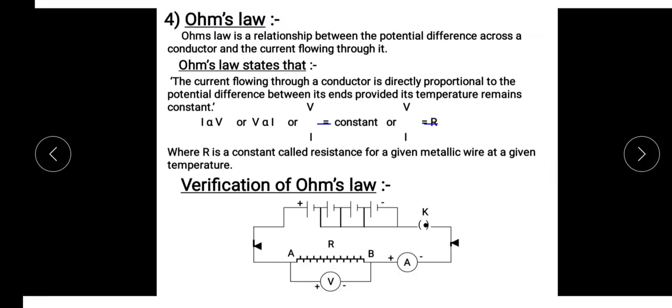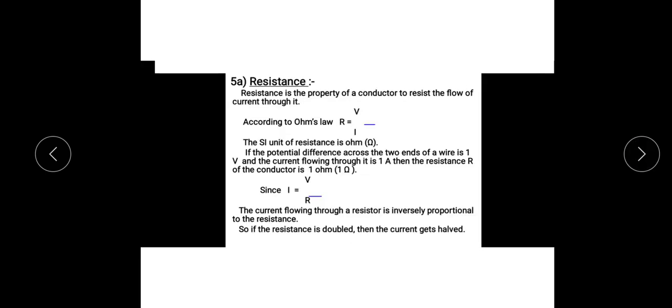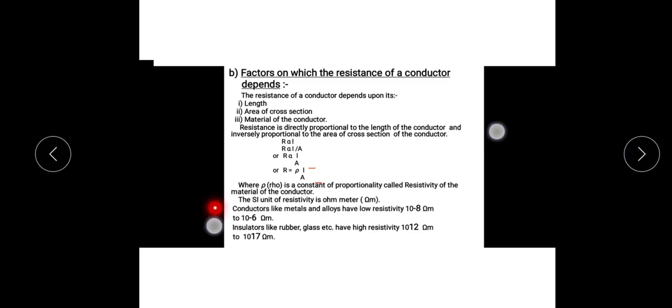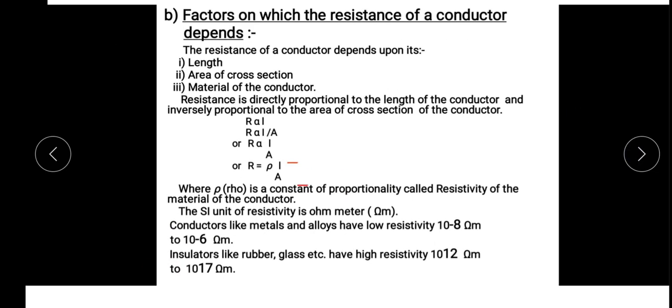So the next point: replace the wire AB with another wire of the same material and the same length but half its cross-sectional area. The resistance of this wire, measured using the relation R is equal to V by I, is twice the resistance of AB. This means that resistance increases with the decrease in cross-sectional area.